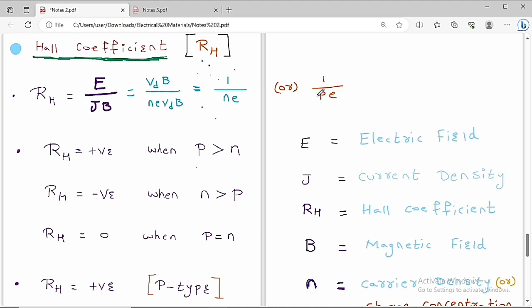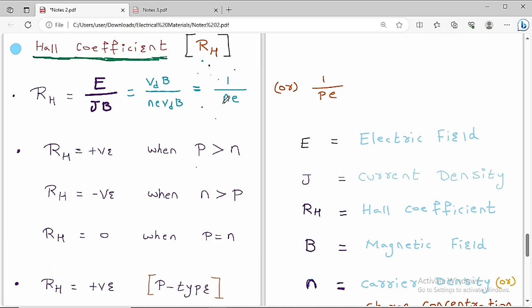Suppose you know the Hall coefficient, what can you figure out? E is a known numerical value. So if you know the Hall coefficient, then you can get the value of N, or you can also get the value of P. It is nothing but the concentration of the charge particles, the number of charge particles present per unit volume. We can also call it the charge density. So you can figure out the charge density, and also its sign.